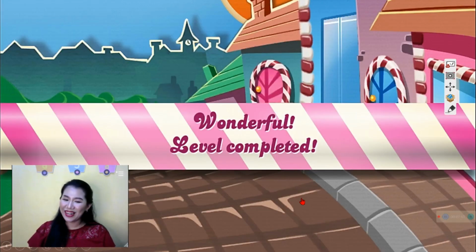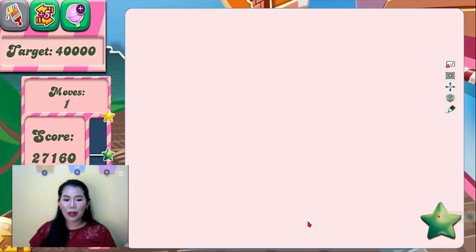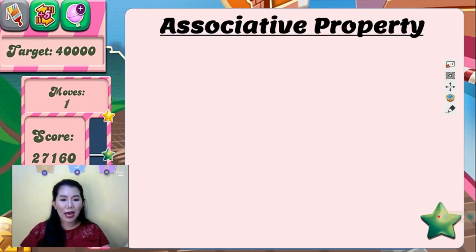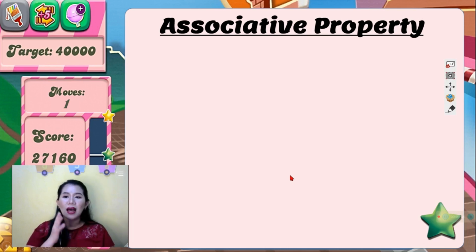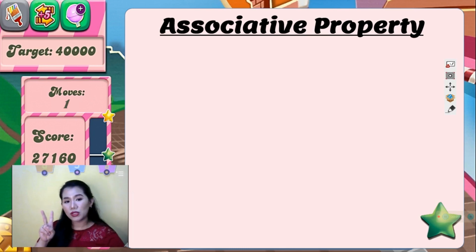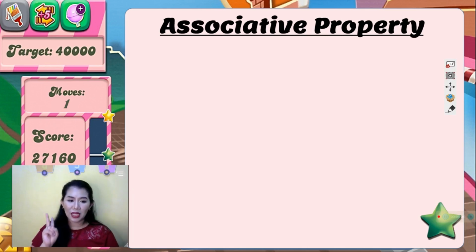So, wonderful. Level completed. Let's go to level 4. Okay? So, for level 4, we have the associative property. Okay, ano naman ang sinasabi sa associative property? So, ganun ulit, we have two things to consider here in associative property: the associative property for addition and the associative property for multiplication.